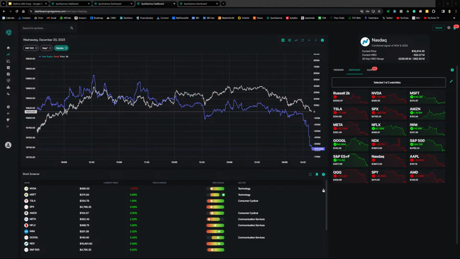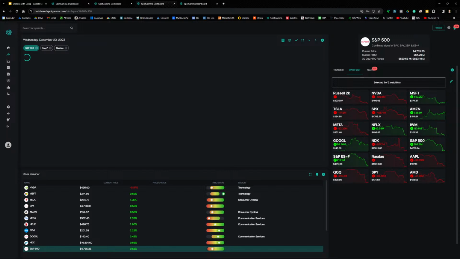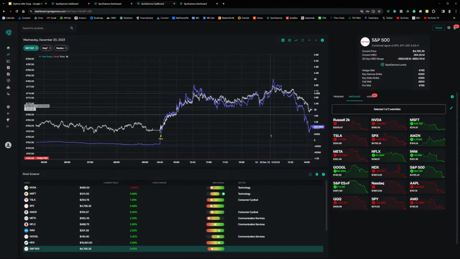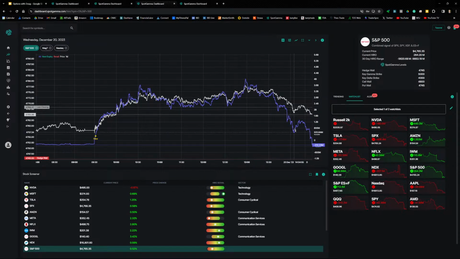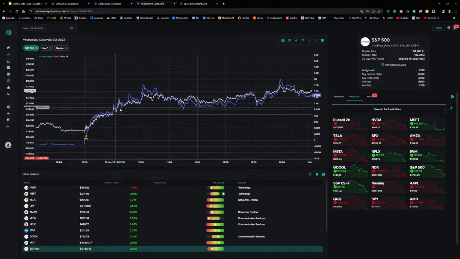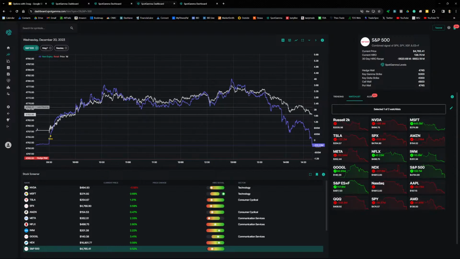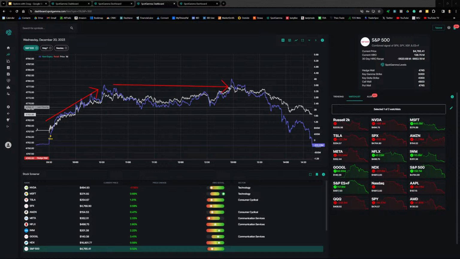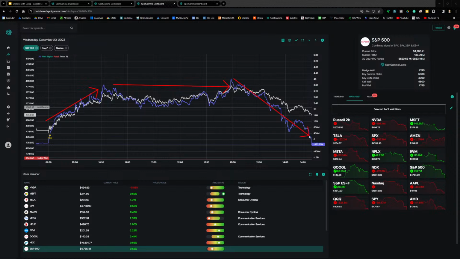Let's take a look at the S&P 500. Similar pattern. Bullish in the morning. Consolidation, then about 1 o'clock, Hero starts to drop sharply lower. Now price is responding lower.